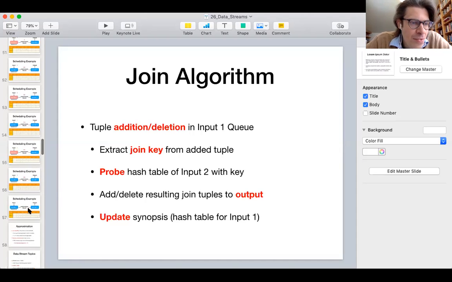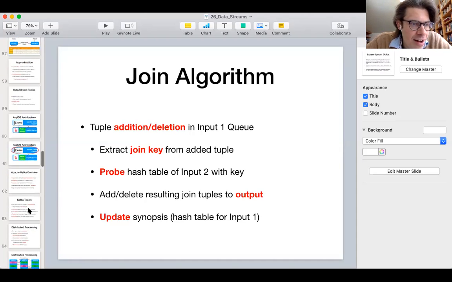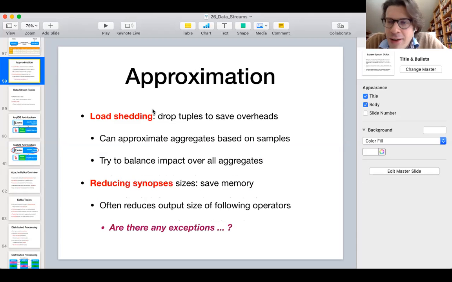And now the question is, if we do that, then in many cases, like for joins, I would expect that by generating less output, the following operators will also generate or process less data. There's a couple of exceptions. Can anyone think of an exception to that rule?